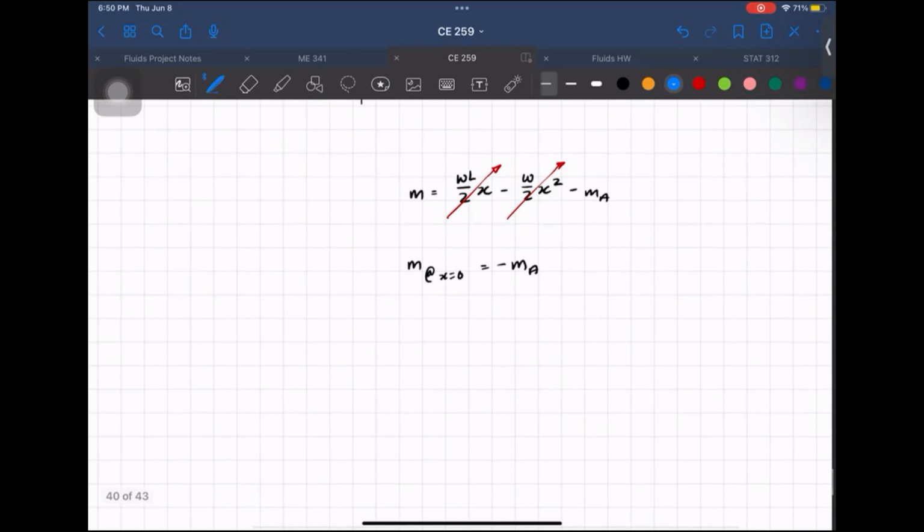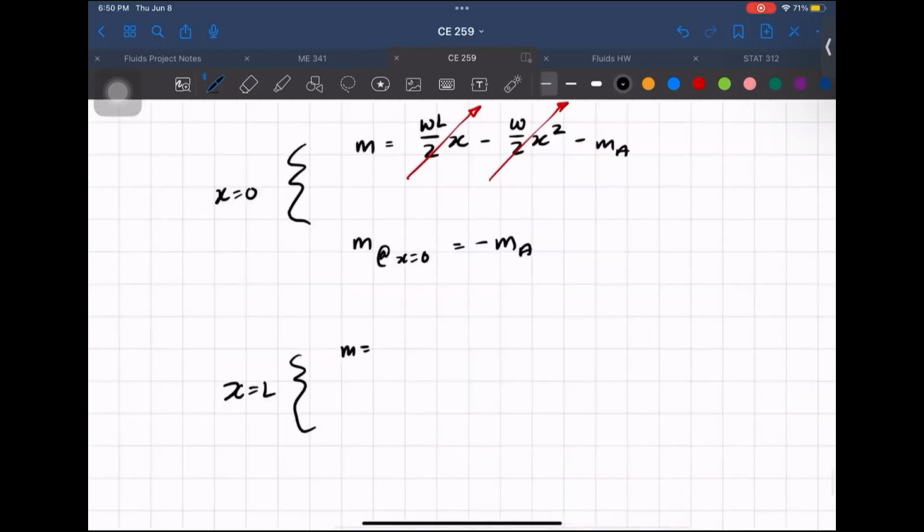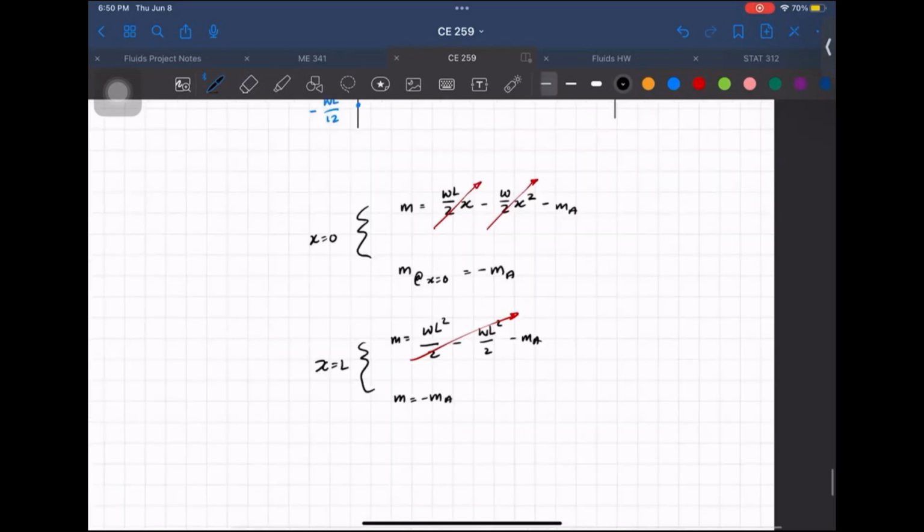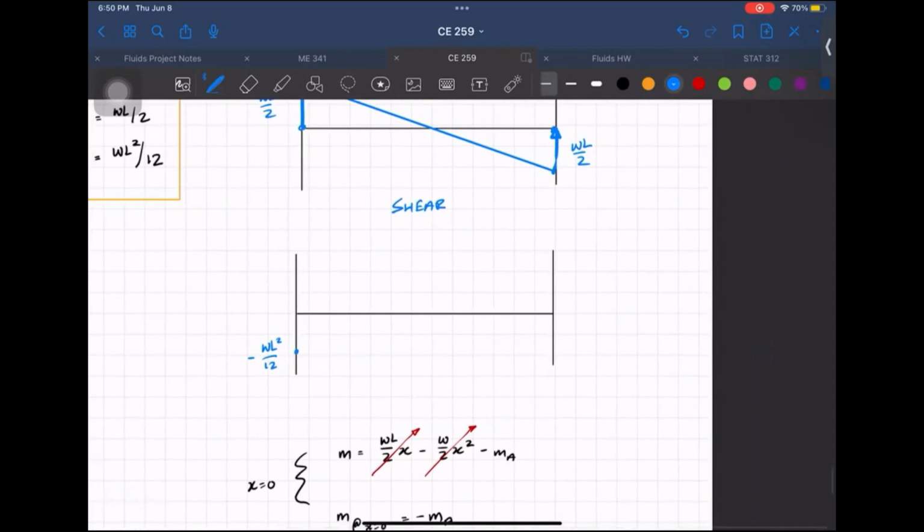Similarly, if we look at x equals L, we plug in L where we see x. We also see that those two terms would end up canceling out. These two terms cancel out. So again, you get that M equals negative MA at x equals L. So it'd be something like that.